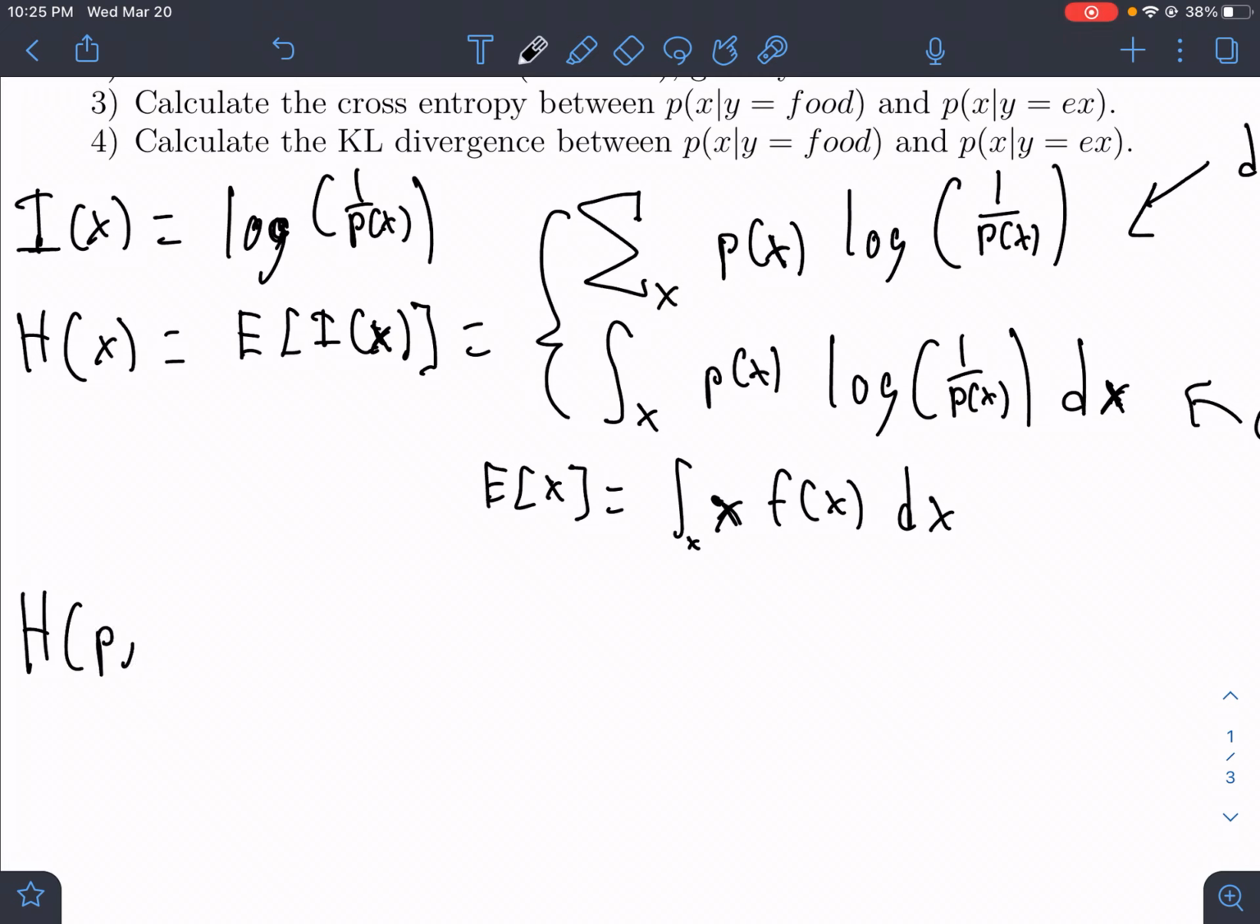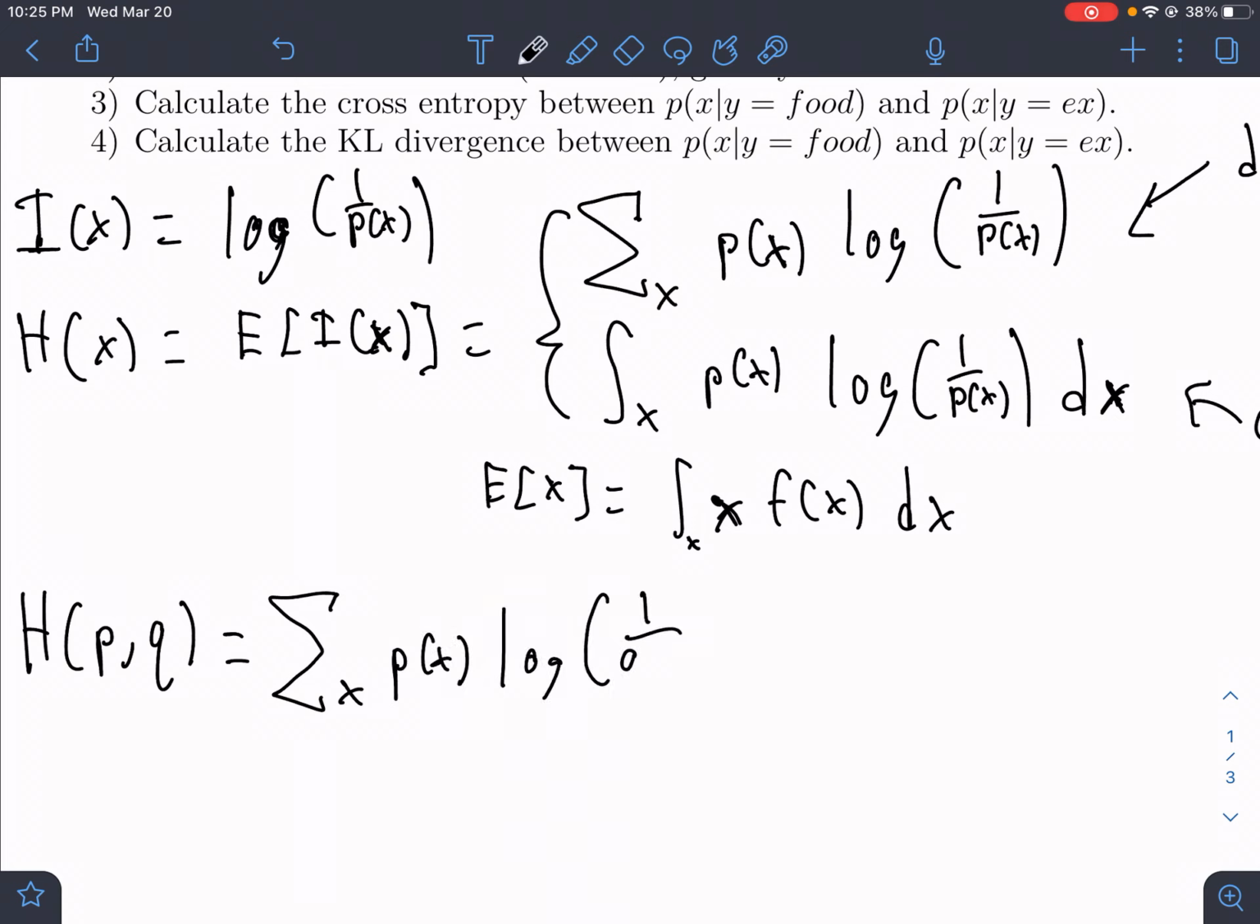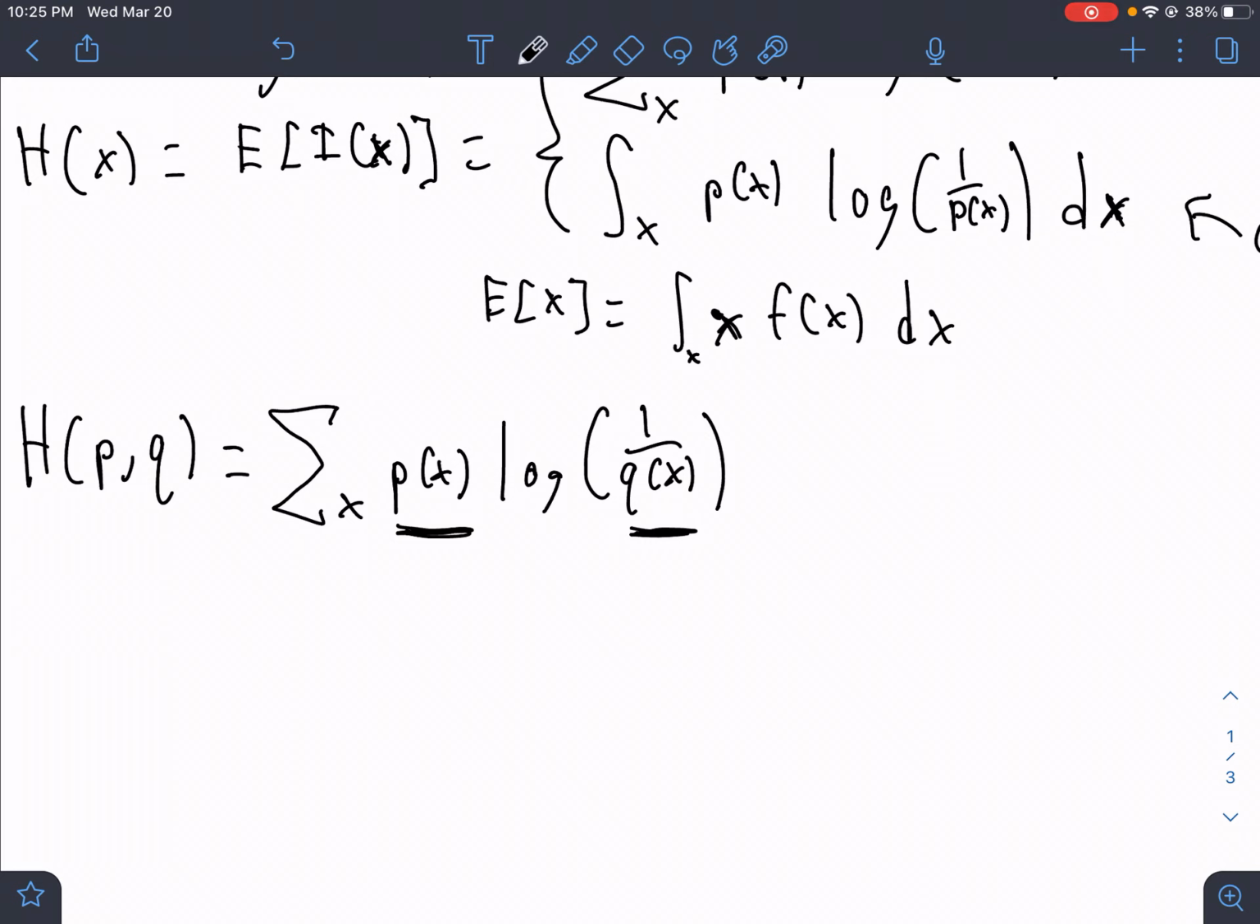So, H of P, Q, we have two different distributions this time. And really all it is, another way to think about it, is you calculate the entropy, but you use the expected information of Q of x, but you use the probability of P of x happening. That might not make a lot of sense, so let's just write it out real quick. So sum of x, we have P of x and the log, but we have the expected information actually of Q of x using the probability of P of x. So that's cross entropy, and it's a measure of the difference between two distributions.